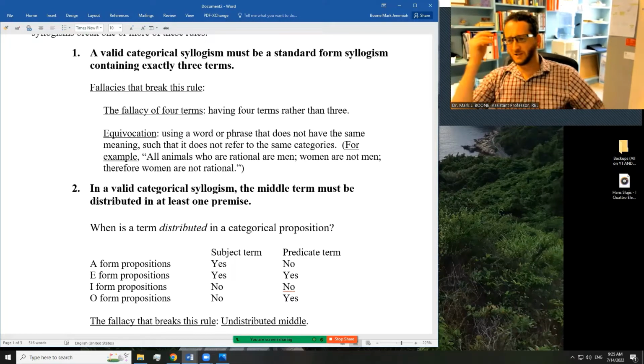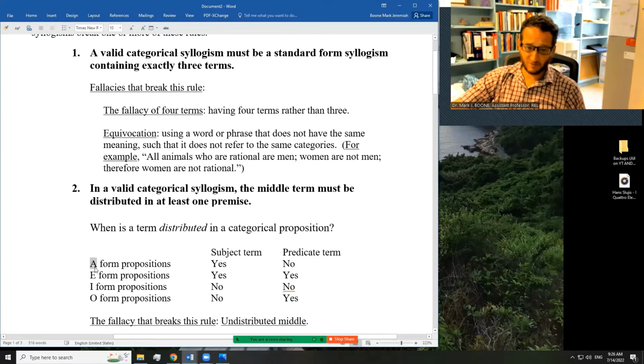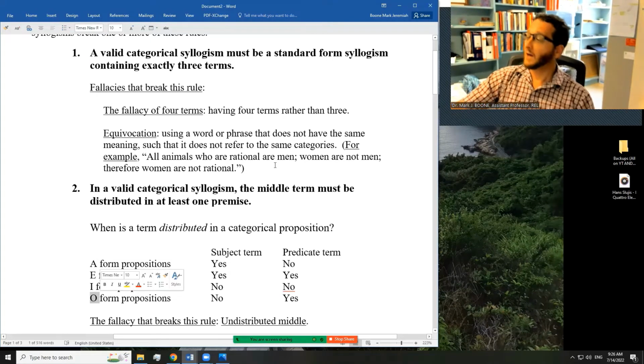So actually what I memorized, the chart I made in, I guess, my undergrad notes or something, was S, S and P, none, P. A-form propositions distribute S. E-form propositions distribute both. I-form propositions distribute neither. O-form propositions distribute P.